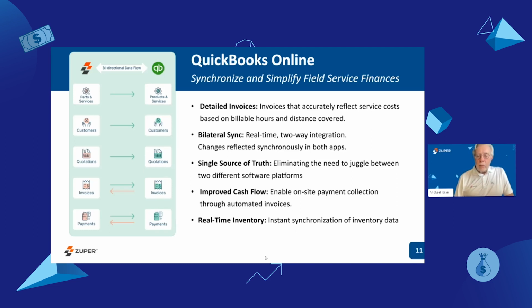So we talked about how we have detailed invoice capabilities, that there is a bilateral sync in many instances. It is a single source of truth. So if an invoice is created in Zuper and then passed to QuickBooks, Zuper is the single source of truth, for example, about that particular invoice. All of these processes enable improved cash flow, especially when it comes to quotations and invoices, and it enables real-time inventory updates across both platforms.